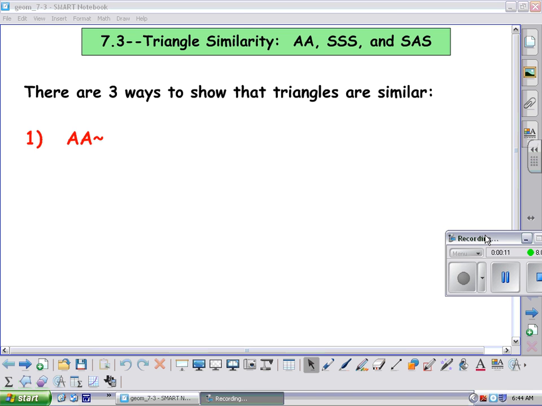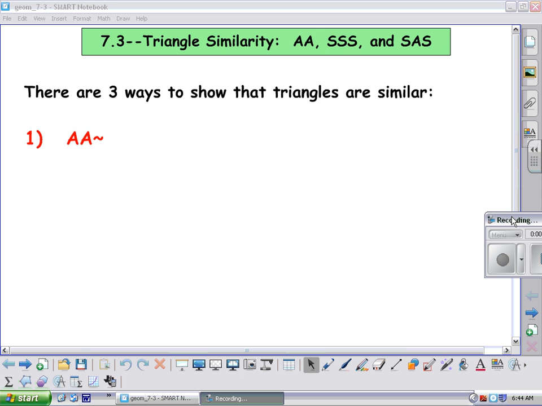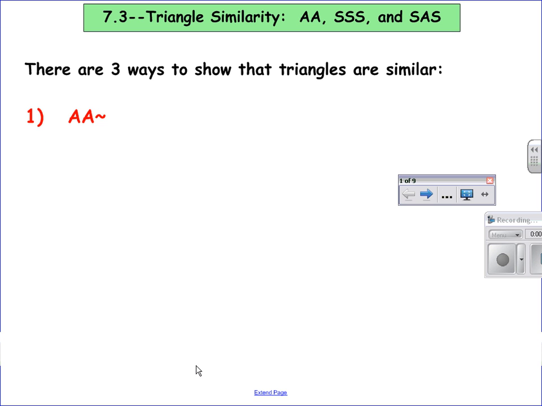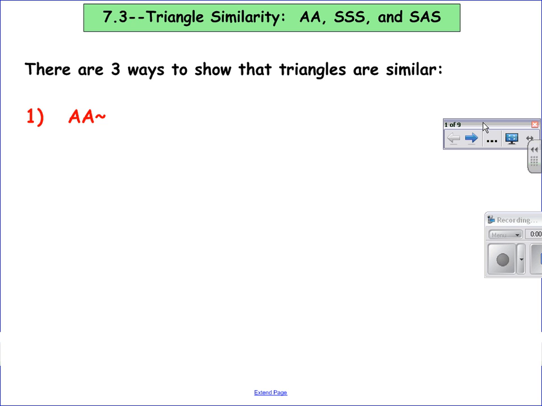And today we're going to talk about triangle similarity. So triangles exclusively, and we want to be able to show whether or not they're similar. So we need to know what similar means. Similar means the same shape and not necessarily the same size. Okay? So we've got three ways of showing it: angle angle, side side side, and side angle side.